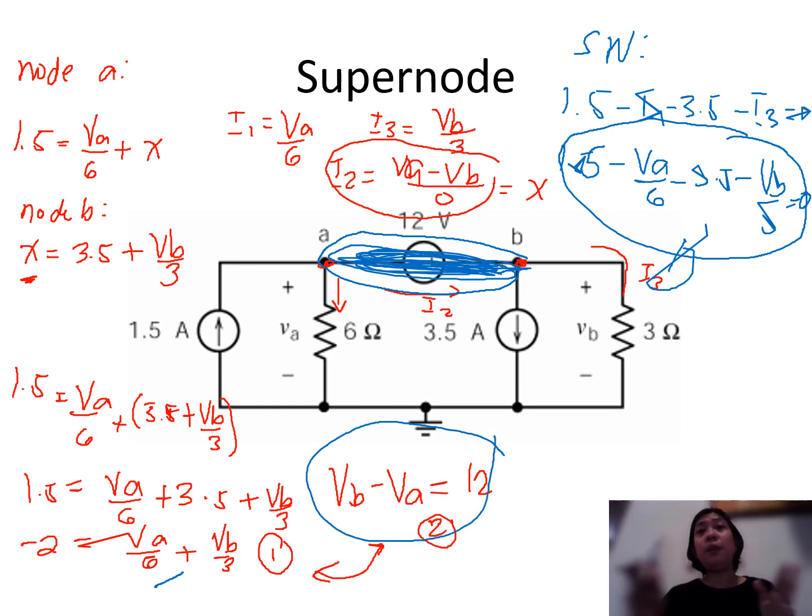So that is the difference if you're going to make use of the long method or the supernode method. So what is the supernode method? Whenever there are two nodes with a voltage source in between them, all you have to do is make that specific branch a node. And then just look at the currents leaving and entering that specific node. Therefore, you can formulate your equation.